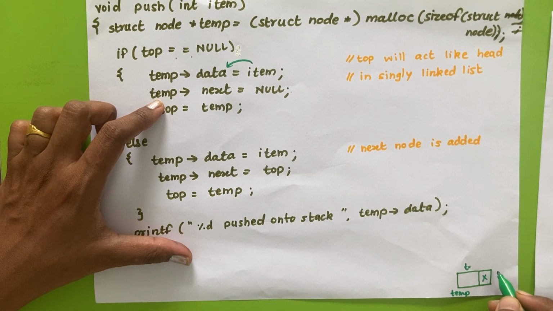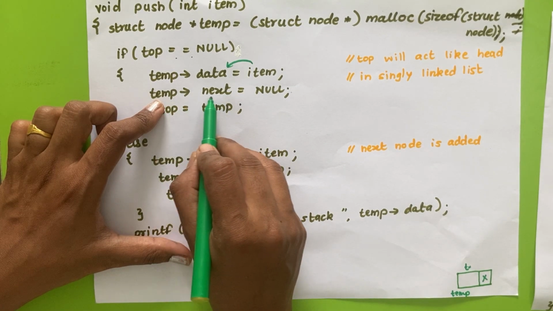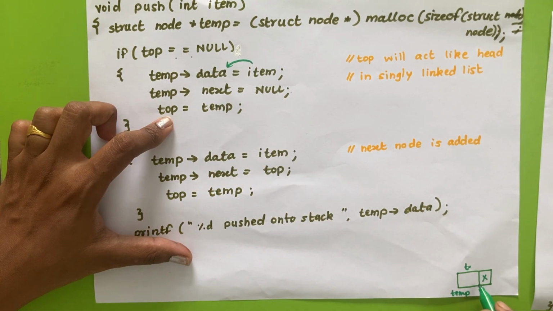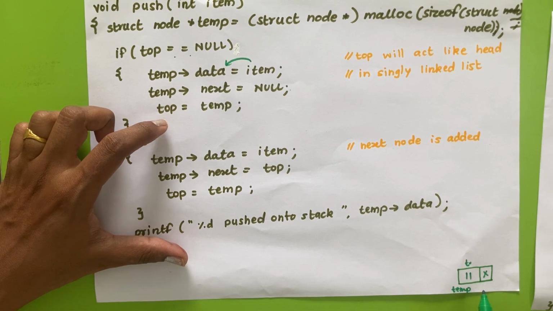So no need to add the address of a next node in this linked list, because we don't have any extra node present in the linked list. So first we will assign null to temp->next. Okay, now so 11, null. So we have created a single node in the linked list.